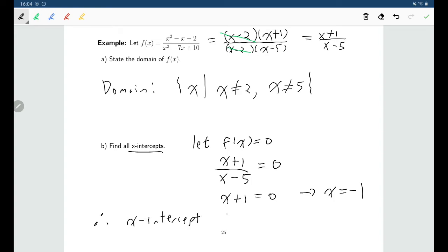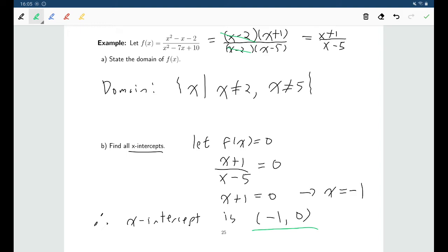And the x-intercept is the point negative 1, 0. Do remember that intercepts are points. So when I say what is the x-intercept, it's the point negative 1, 0. If you just say that the x-intercept is negative 1, that's telling me the x-coordinate for the x-intercept, but the actual x-intercept itself is that point, negative 1, 0.